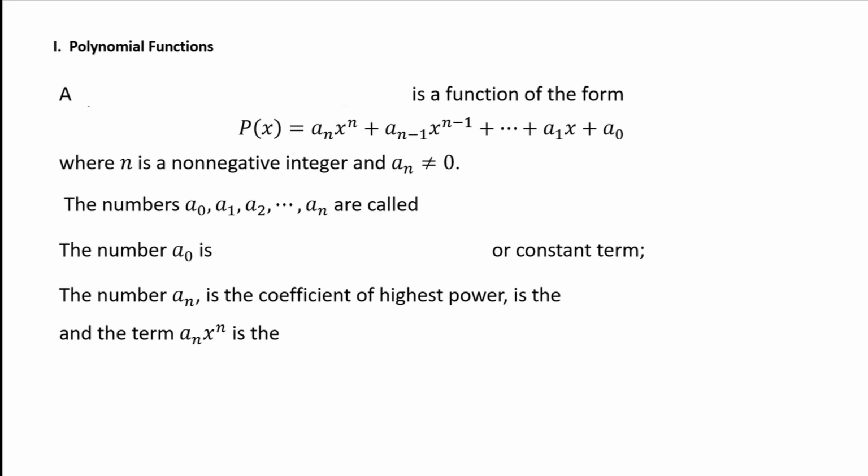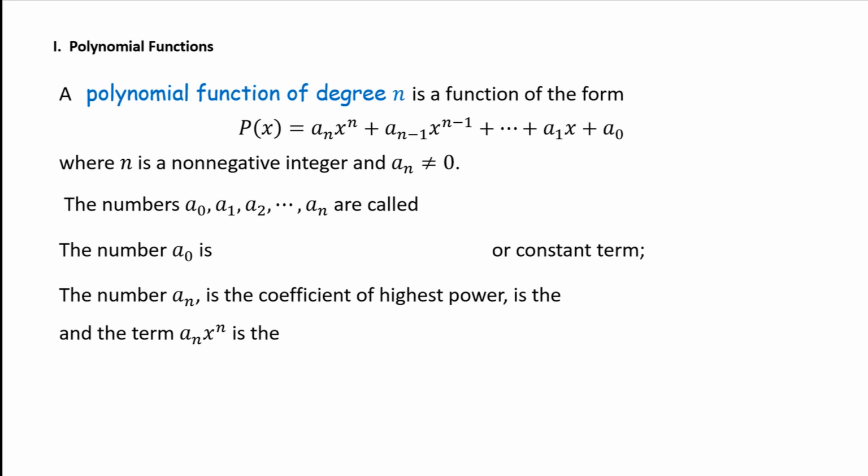Roman numeral 1. Polynomial functions. A polynomial function of degree n is a function of the form p of x equals a sub n x to the n plus a sub n minus 1 x to the n minus 1 plus ... plus a sub 1 x plus a sub 0, where n is a non-negative integer and a sub n does not equal 0.